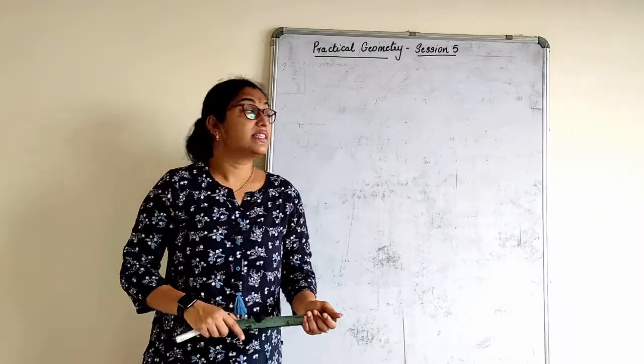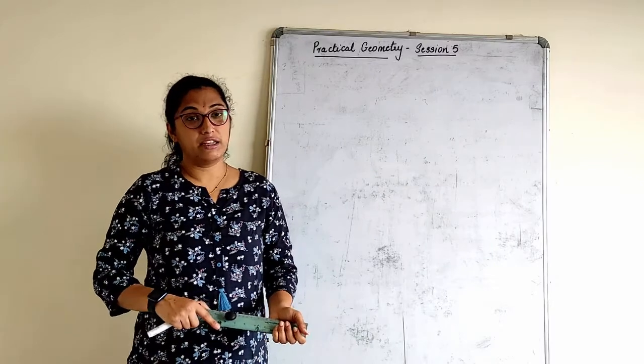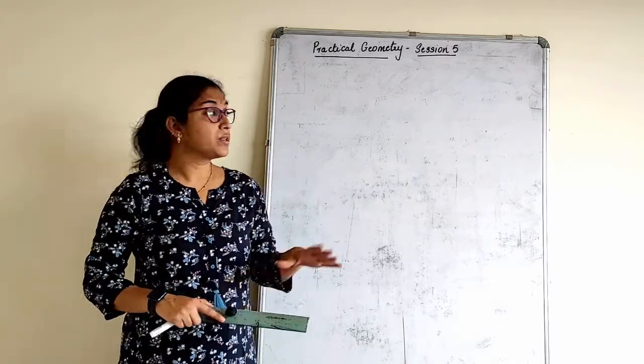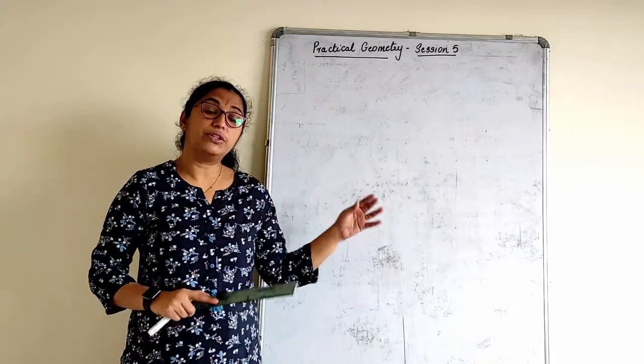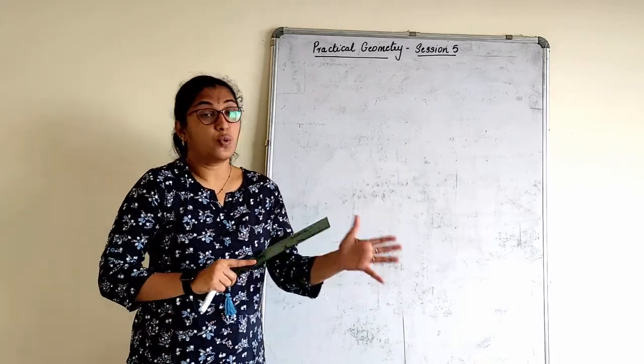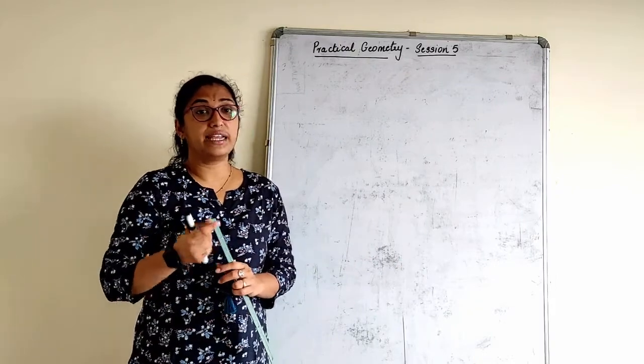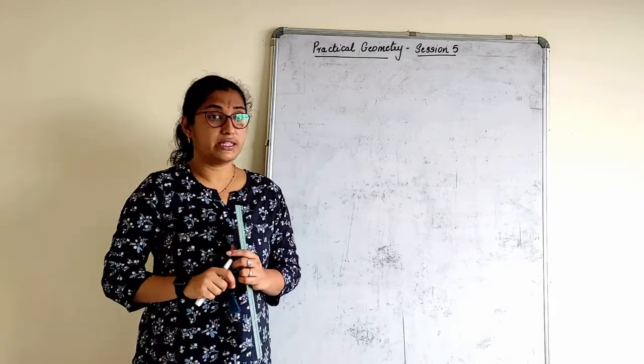Good morning. We will start session 5 on the chapter practical geometry. Today's session will be how to construct the angles. In practical geometry, we have constructed a few types of quadrilaterals and their different types, where for angle construction we used a protractor, right?